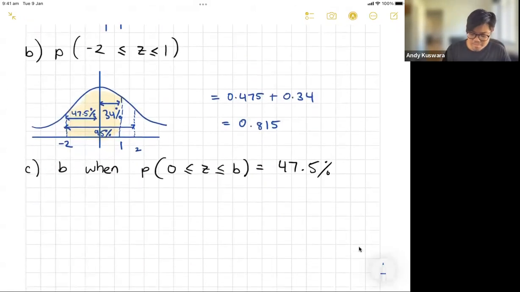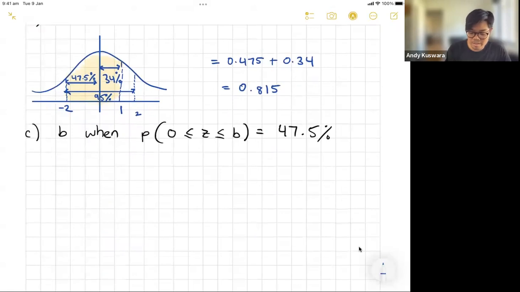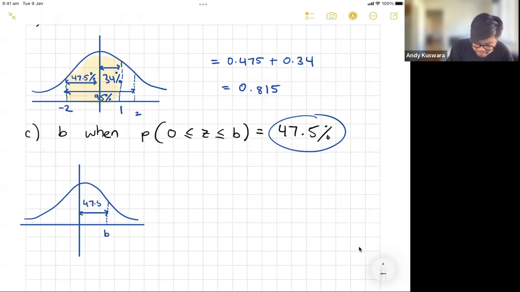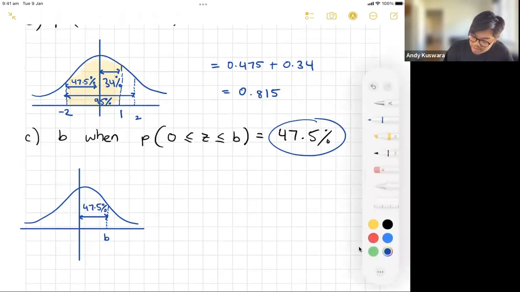Now, last one here, find B when the probability of between 0 and some Z score B is 47.5%. Now that already looks like a familiar percentage. So again, draw out your normal distribution curve. And we know that between 0 and whatever B is, I know that there, just in between here and here, should be 47.5. So here I can kind of already see 47.5 was the same thing as this one up here.